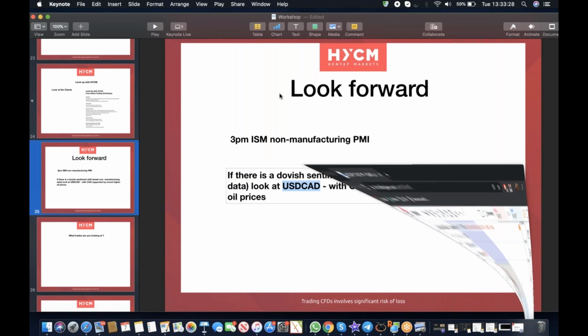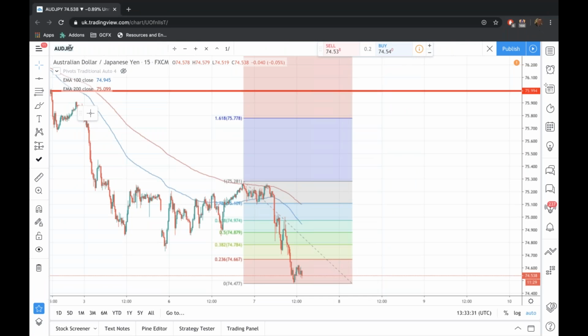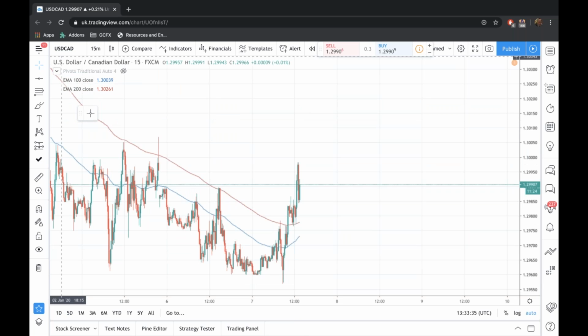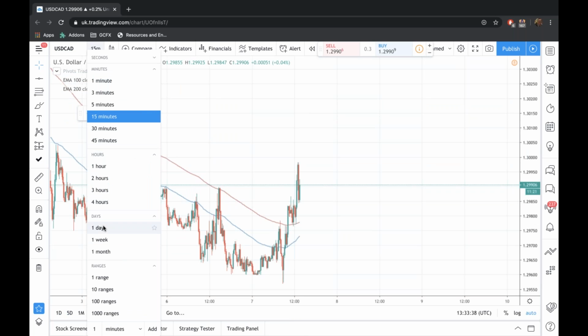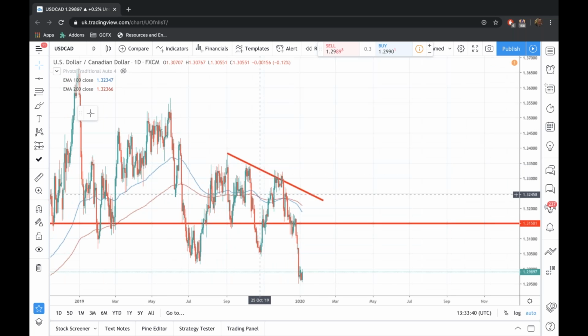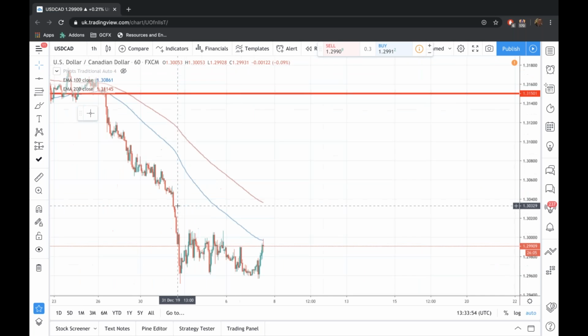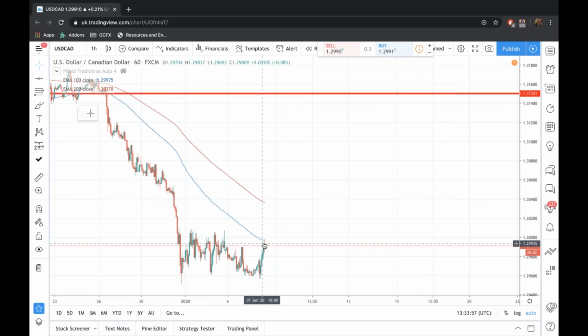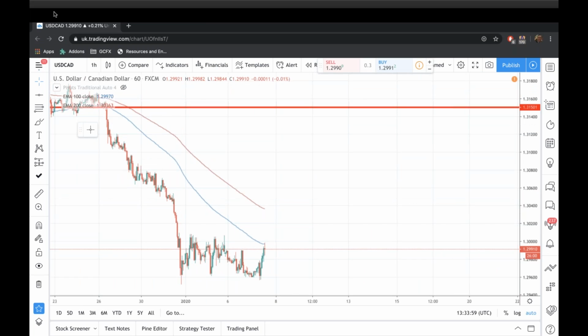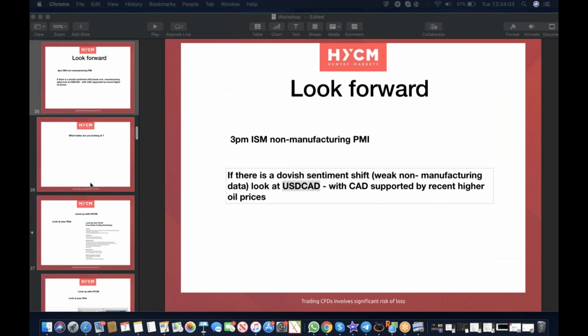Now, if we get weak data out of that non-manufacturing release at 3 p.m., one key pair to look at is the US dollar CAD pair. We've got CAD strength on the oil strength. Remember, CAD is very closely correlated with oil. What's good for oil is good for CAD. So CAD is being supported by that strong oil price. If we get a weak data point out of the US, then potentially expect some more weakness in the US dollar Canadian dollar pair. So that's what I'm looking at for this afternoon as well.